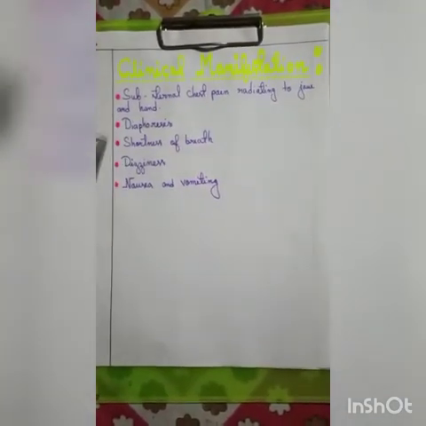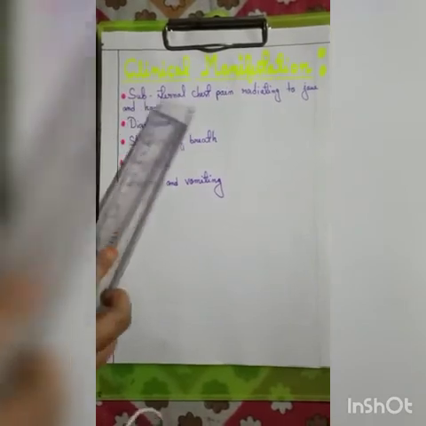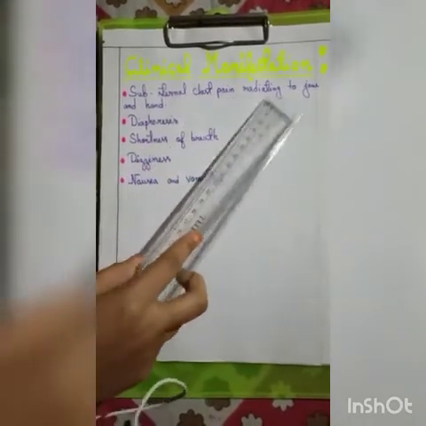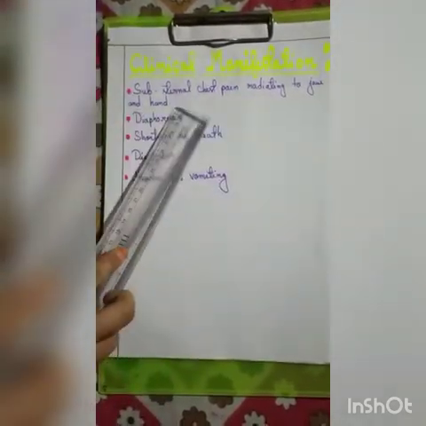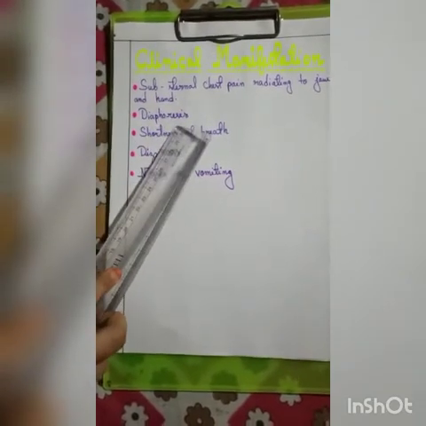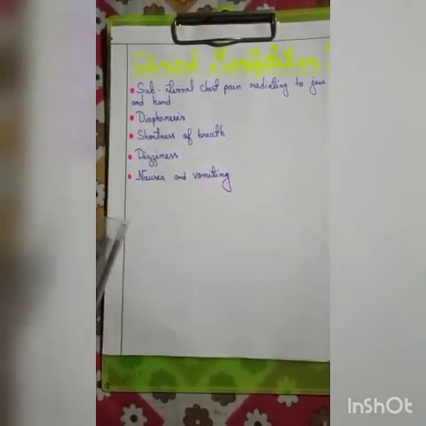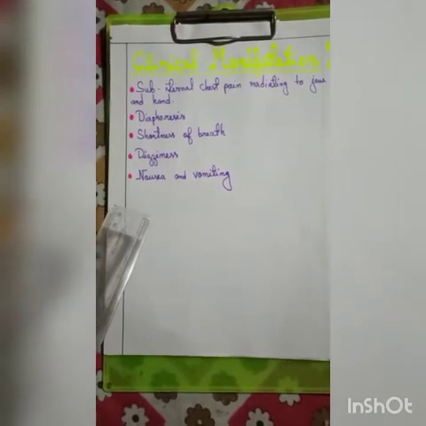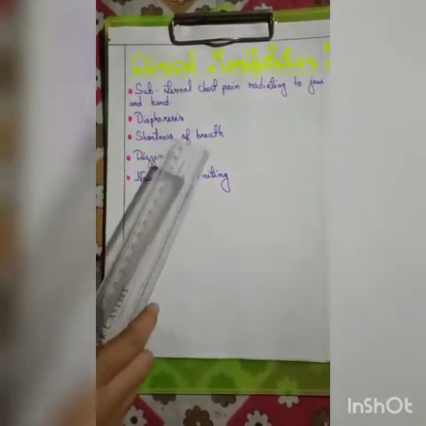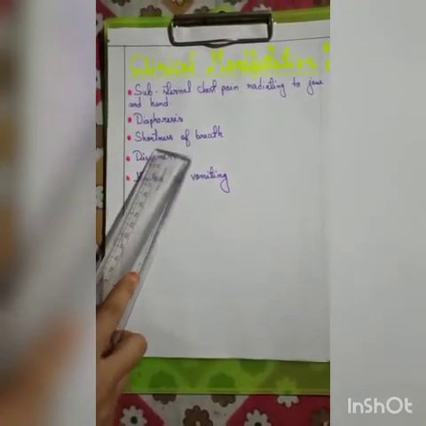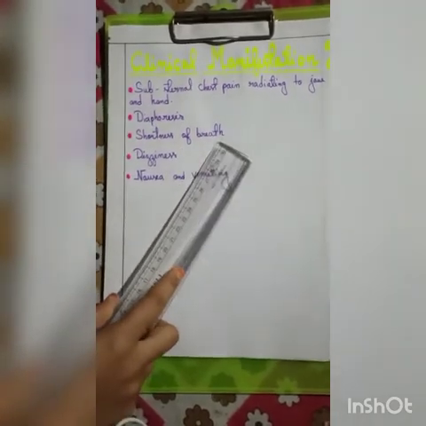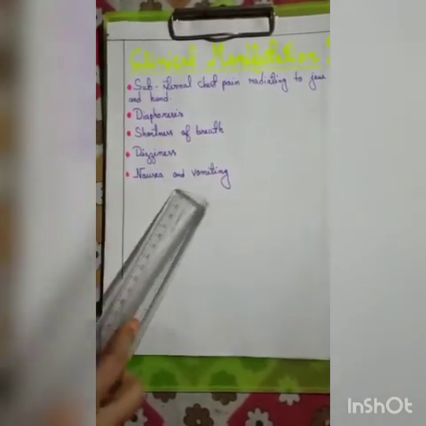In clinical manifestation, we can show substernal chest pain radiating to jaw and hand, and diaphoresis. Diaphoresis refers to excessive sweating with no clear cause. After that, shortness of breath, then dizziness, nausea, and vomiting.